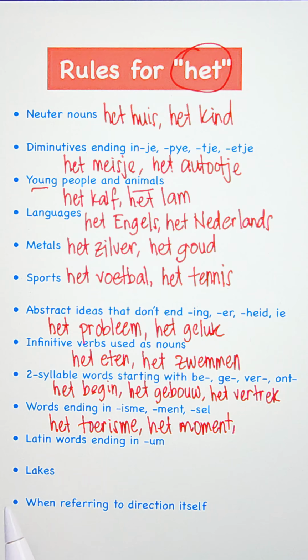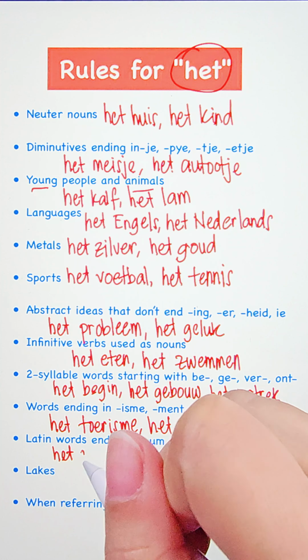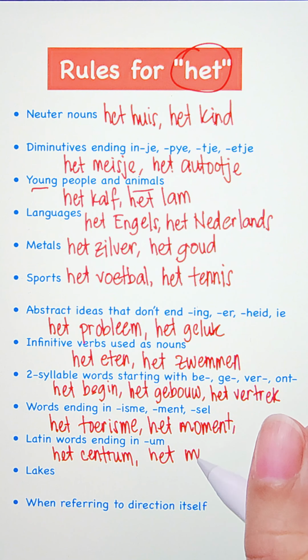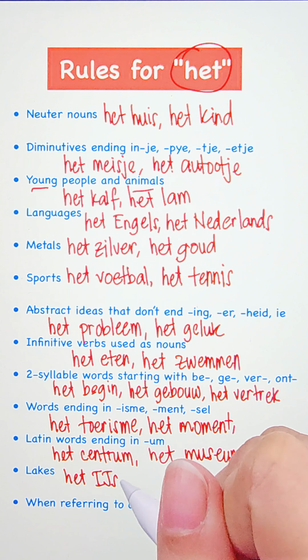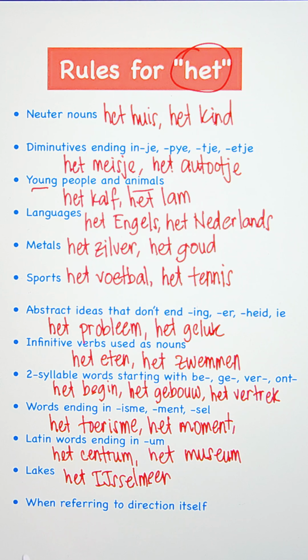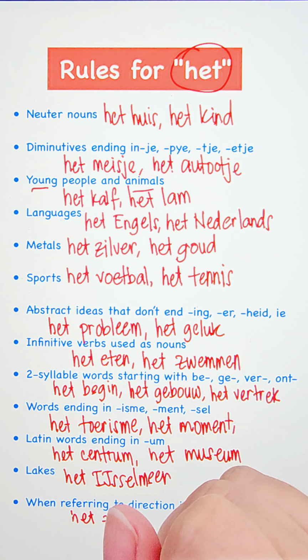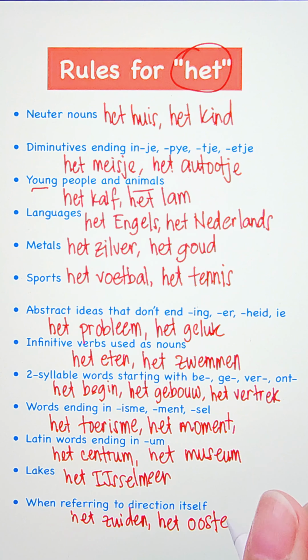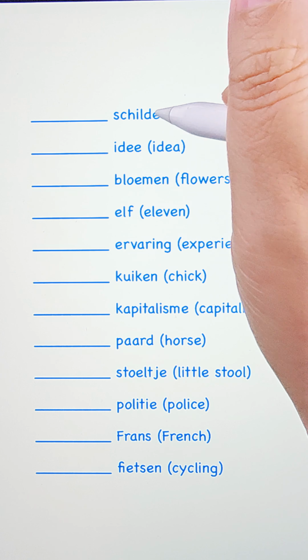It's also used for Latin words ending in -um. For example, het centrum, het museum. And it's also used for lakes, like het IJsselmeer. Lastly, it's used when referring to a direction itself, like het zuiden, het oosten. Let's put what we learned into practice.